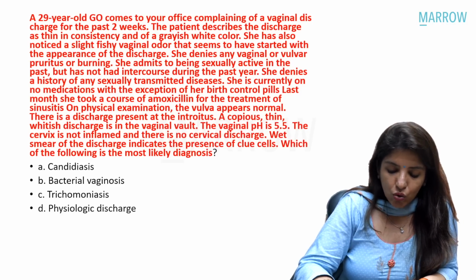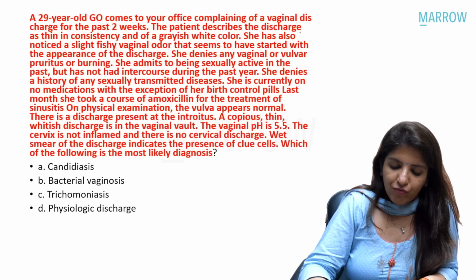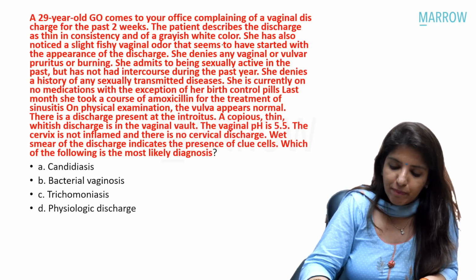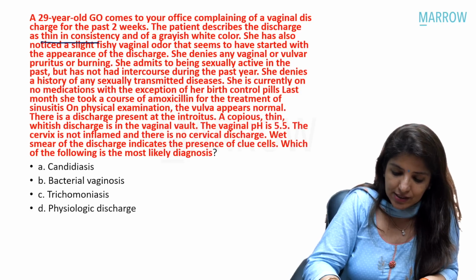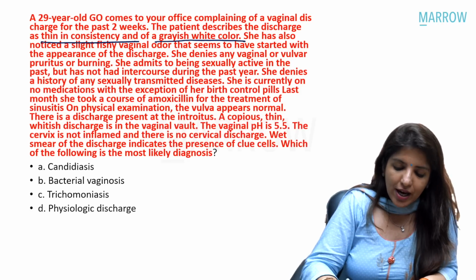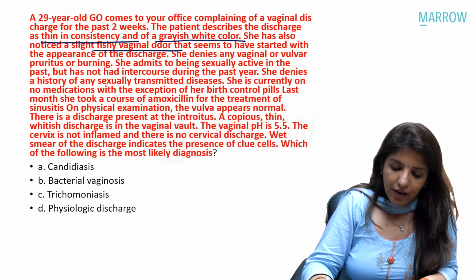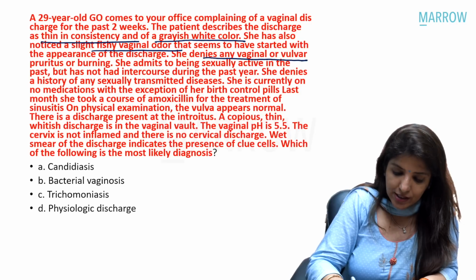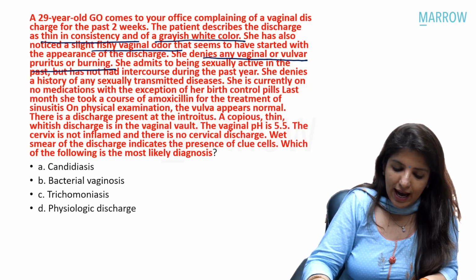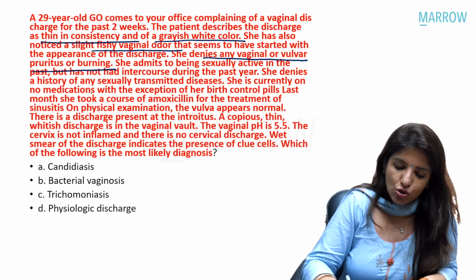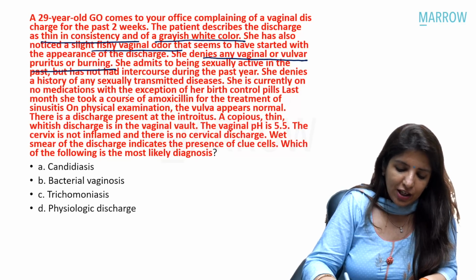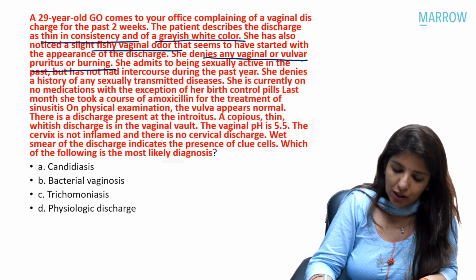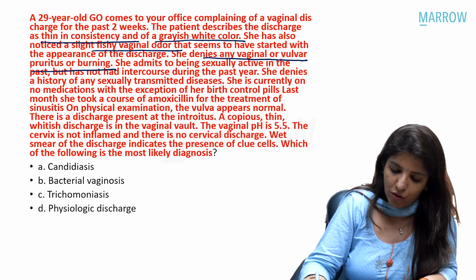Now, a 29-year-old G0 comes to your office complaining of vaginal discharge for the past 2 weeks. The patient describes the discharge as thin in consistency, grayish-white in color. She has noticed a fishy odor, right? And she denies any vaginal or vulval pruritus, so there is no pruritus. She admits to being sexually active in the past but has not had intercourse in the past year. She denies any history of sexually transmitted diseases. She is currently on no medications with the exception of her birth control pills. Last month she took a course of amoxicillin.